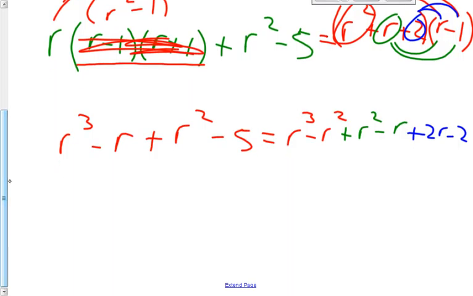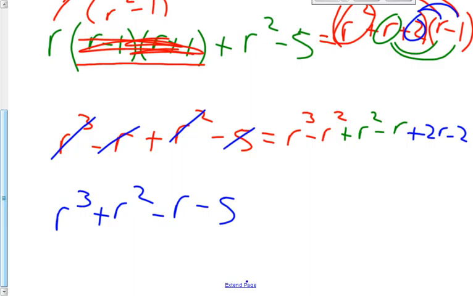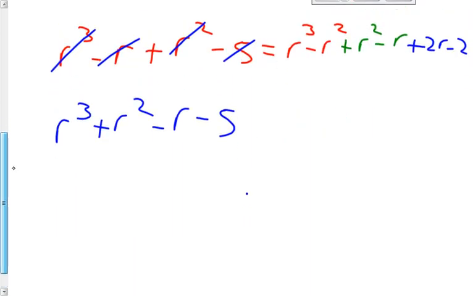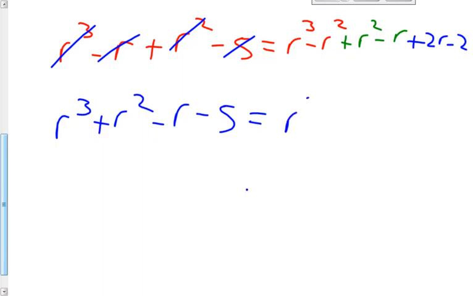So now we're going to combine like terms. We have r cubed on the left. We have positive r squared, so I guess there's no cleaning up on the left, is there? Minus an r and a minus 5. On the right side, we have an r cubed. A negative r squared and a positive r squared make 0 r squared, so we don't even have to write that down. And then a negative r plus 2r is a positive r minus 2.